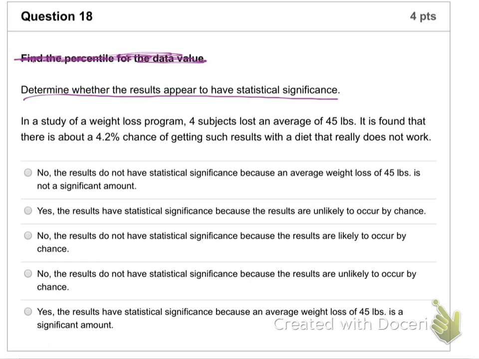Determine whether the results appear to have statistical significance. In a study of a weight loss program, four subjects lost an average of 45 pounds. It is found that there is about a 4.2% chance of getting such results with a diet that really does not work.